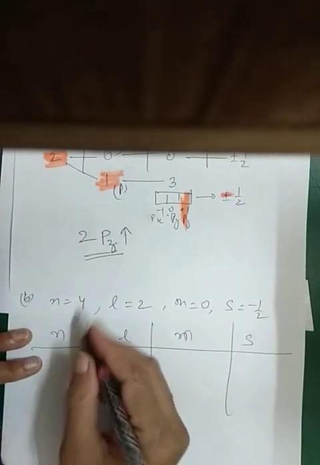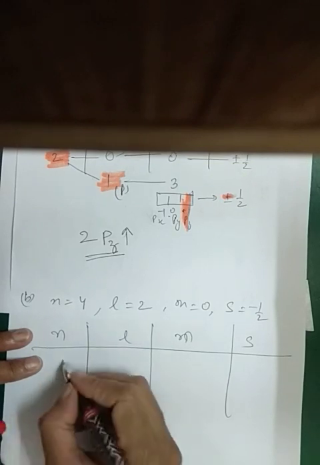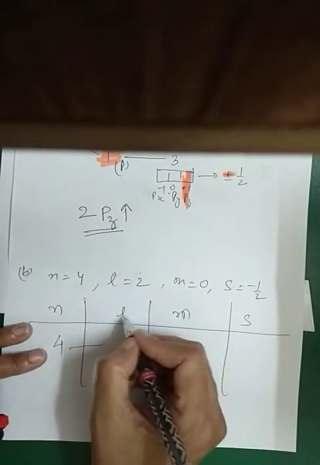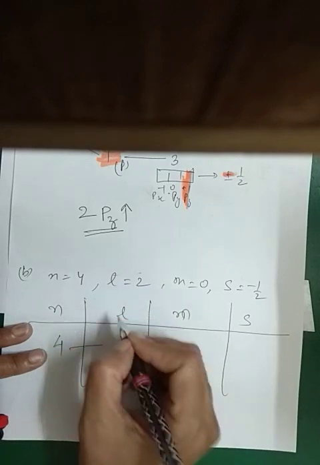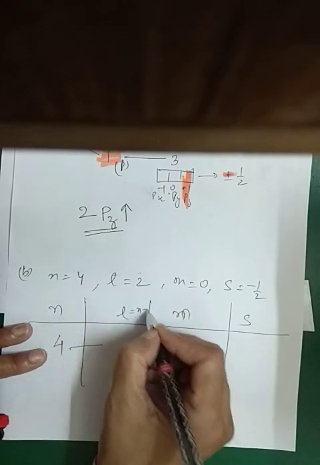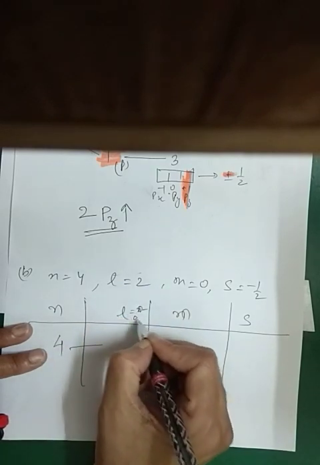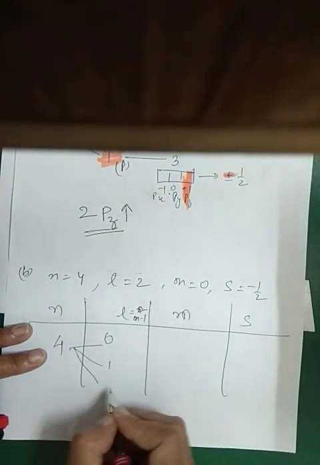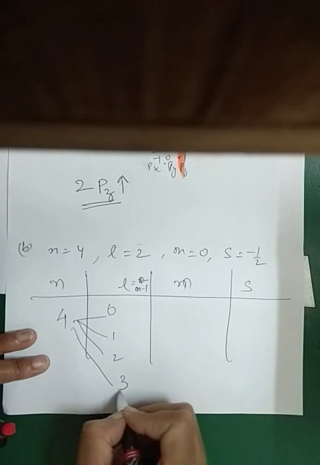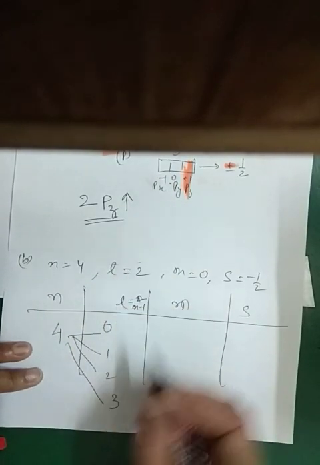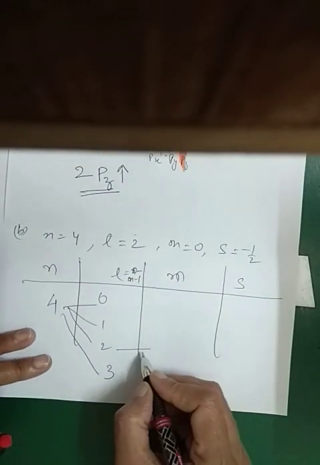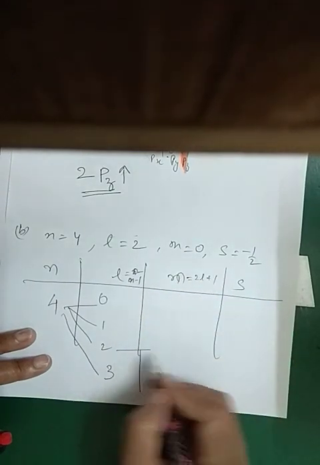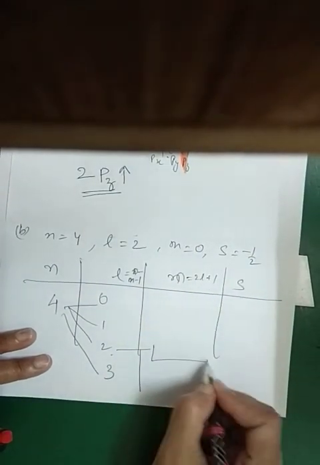So again, n values can be 1, 2, 3, 4. We are talking about 4. With this 4 value, l is equal to 0 to n minus 1, means 0, 1, 2 and 3. Over here we are talking about l value 2. So for this 2 value, the number of orbitals is 2l plus 1, 2 twos are 4 plus 1, means 5 orbitals.